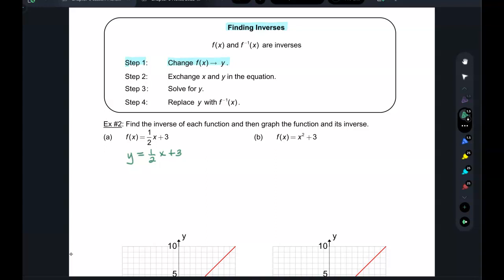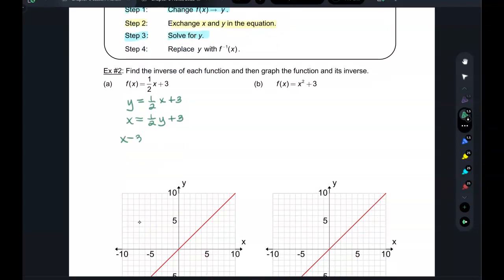Step 2, this is the important part. Finding an inverse means we want to switch x and y. So we switch: x equals 1/2 y plus 3. Step 3, solve for y. I want to isolate y with my new equation. That gives us x minus 3. Then we want to get rid of the 1/2 by multiplying both sides by 2. Don't forget to distribute. So we have 2x minus 6 equals y.